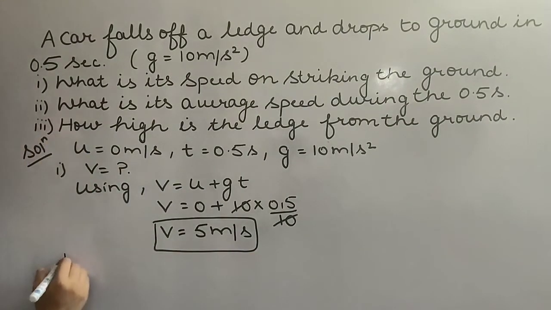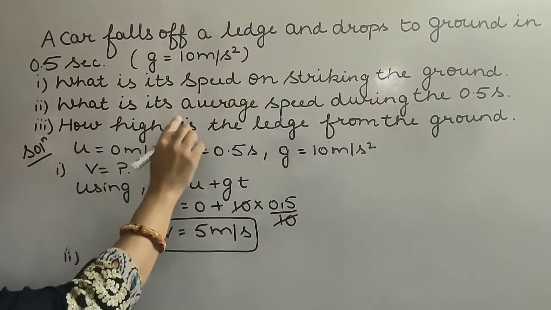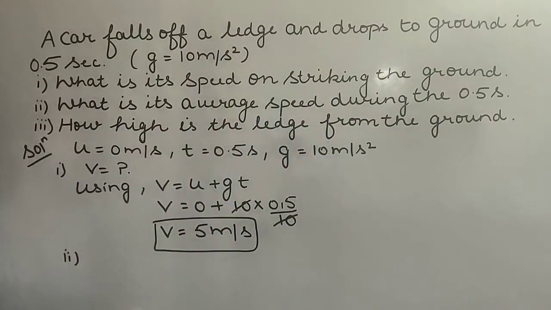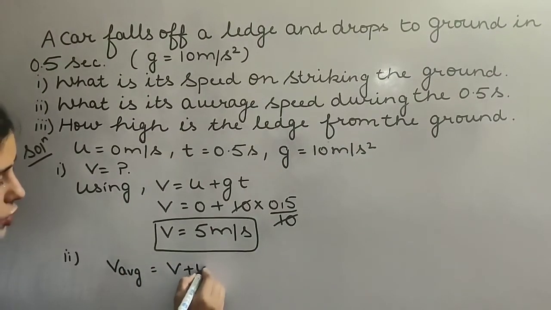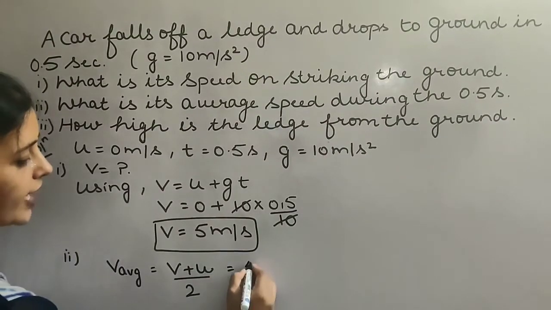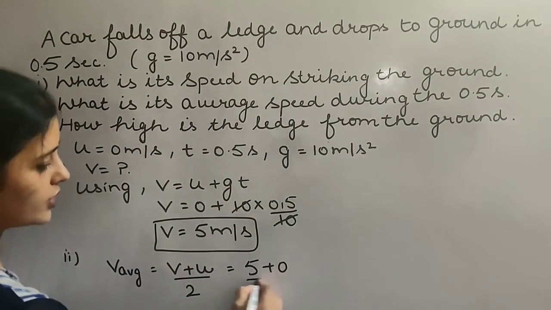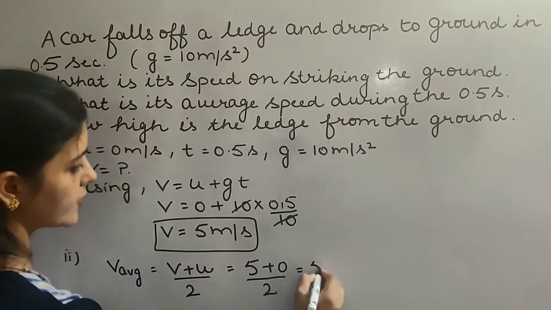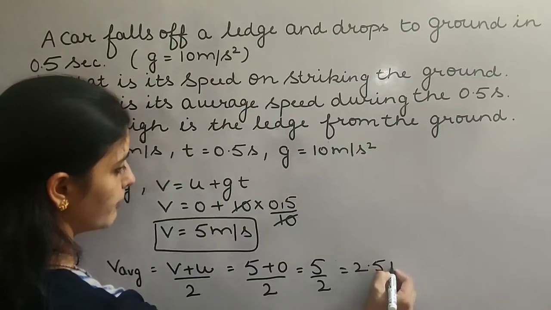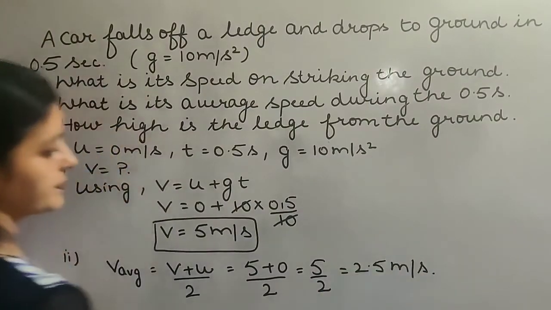See the second part: What is its average speed during the 0.5 seconds? Average speed you have to find. So average speed will be v plus u divided by 2. Here v is 5, u is 0, divided by 2, that is 5 by 2. It's 2.5 meters per second.